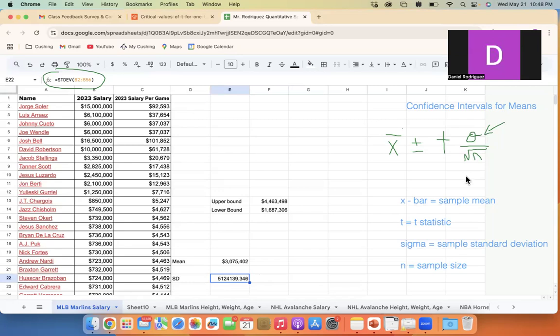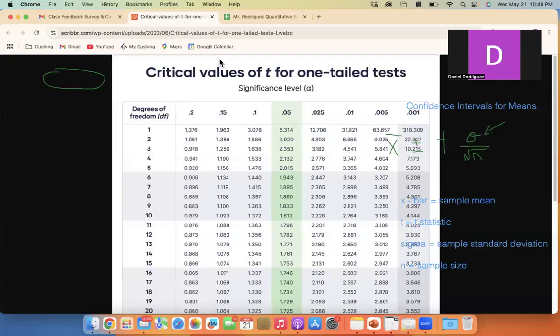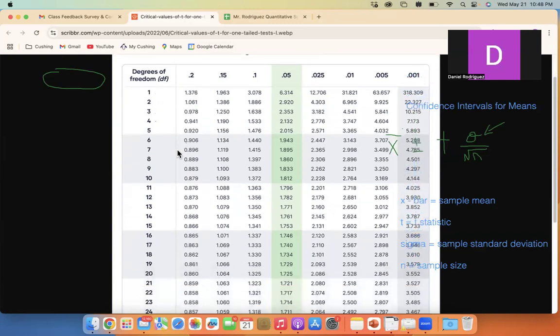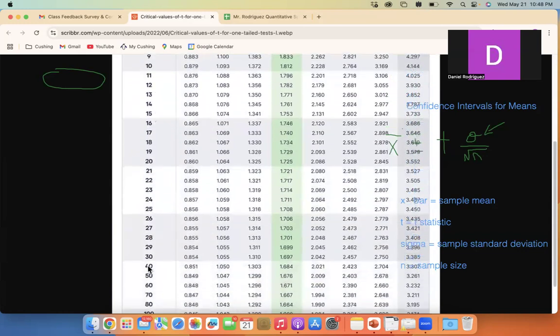For me, that's 55. And for the t statistic, we have to reference this chart to figure out what is the proper t statistic based on our desired level of confidence and our degrees of freedom. The degrees of freedom is just the sample size minus one. So for me, I had a sample of 55, so I would use 54 degrees of freedom. In this table, it only gives me 50, so I'm just going to use 50 as the best estimate.